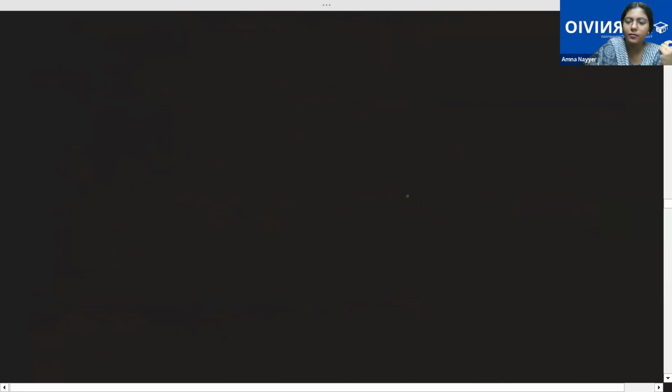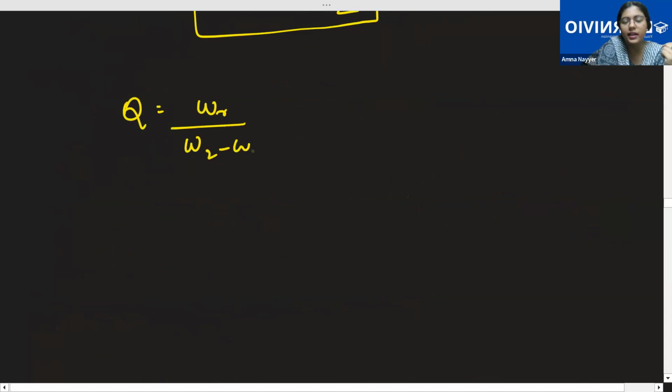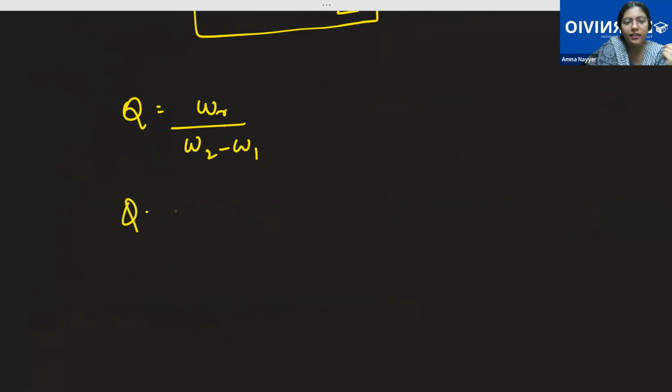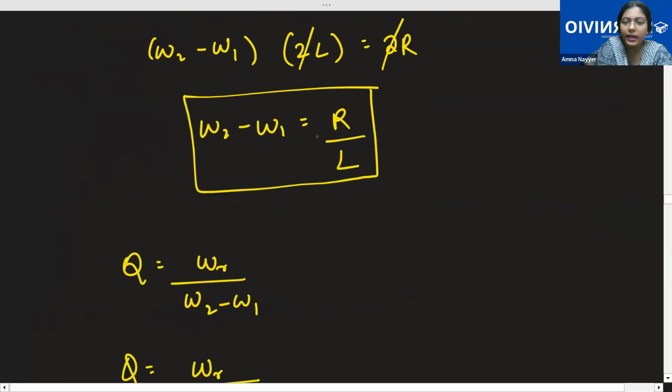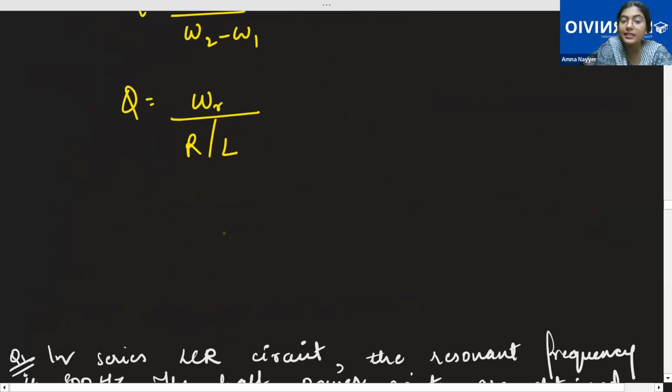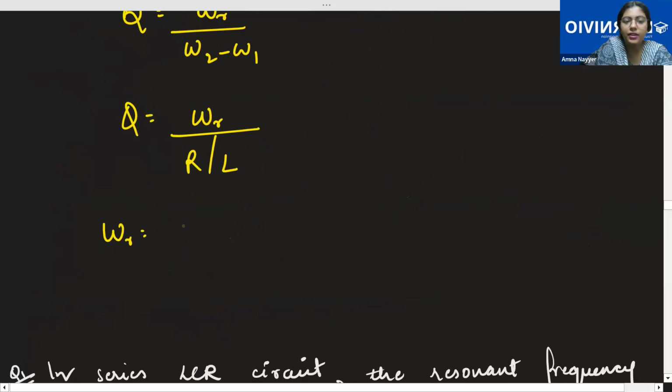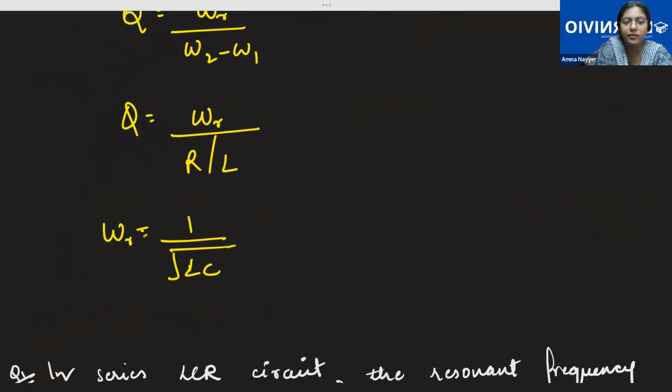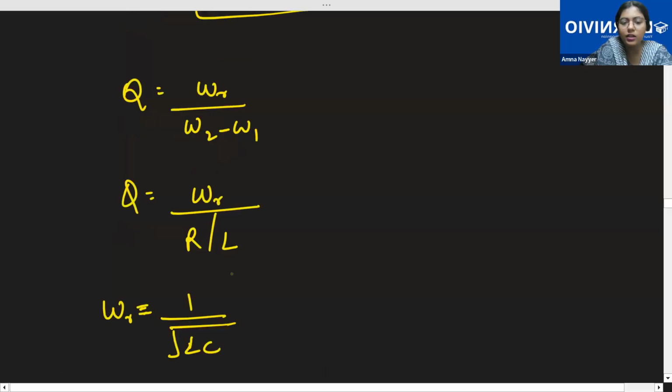Now see, quality factor is what? Resonant frequency by omega 2 minus omega 1. So quality factor is resonant frequency by omega 2 minus omega 1, which is R by L. This is R by L. And what exactly is the resonant frequency? Resonant frequency is 1 by under root LC.